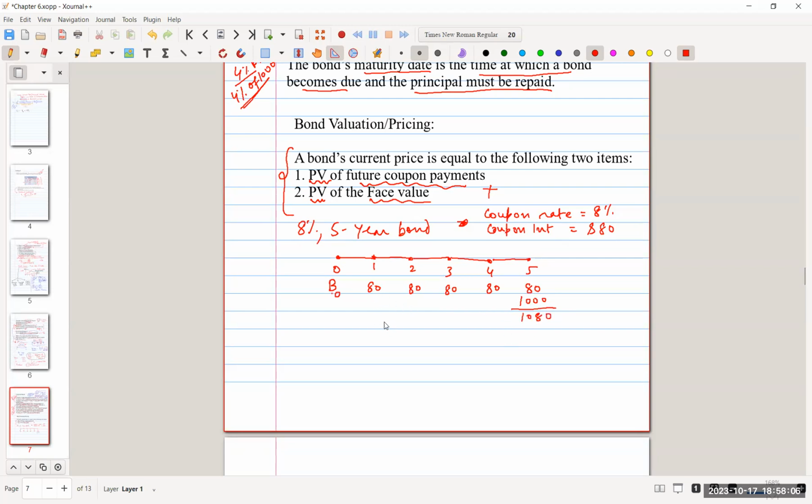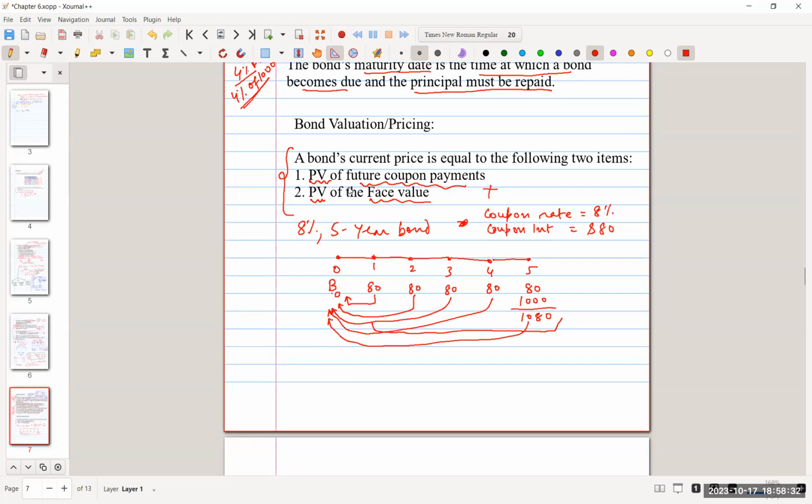But because all of these things you're receiving in the future, you will need to discount them back to the present moment. So you need to take this 1 period back. You need to take this 2 periods back. You need to take this 3 periods back. Take this 4 periods back by discounting them. Take this 5 periods back. How do you do that?